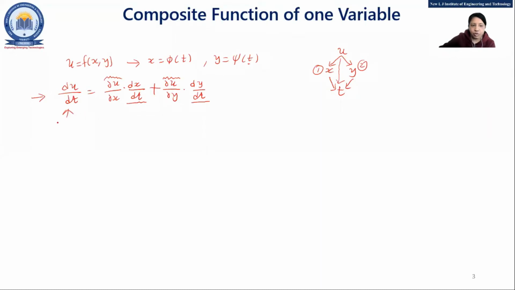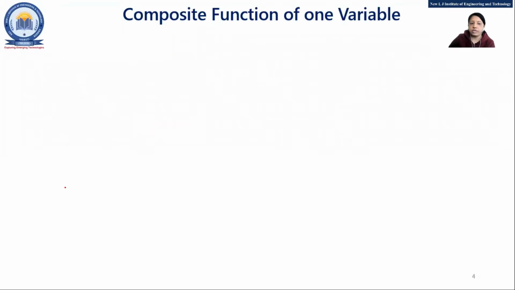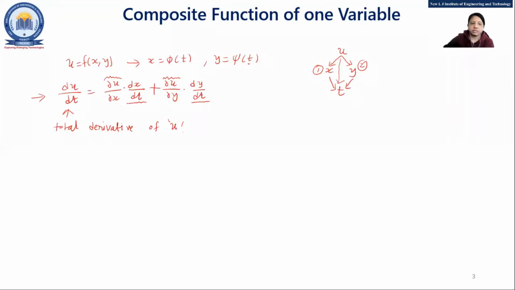So how to find du by dt? This is called the total derivative of u. This is the definition of total derivative. Any doubt in this? U equals f of x, y. X and y both are functions of t. Now if you want to find du by dt, that is called the total derivative of u. That can be written as: one path is this and the second path is this. So you have to consider both paths and write it in terms of either ordinary or partial. Okay, is there any doubt?